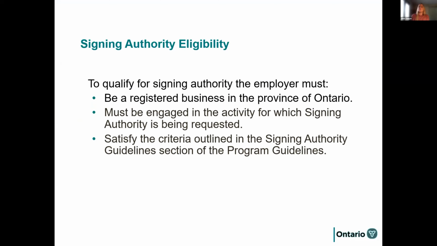So to be eligible for signing authority and to qualify, the employer must be a registered business in the province of Ontario, and they must be engaged in the activity for which signing authority is being requested. So the specific activity being done by that employer is the program that they will be requesting signing authority in. They also need to satisfy the criteria outlined in the signing authority guidelines section of the program guidelines, and we'll get into more details about that in a bit.